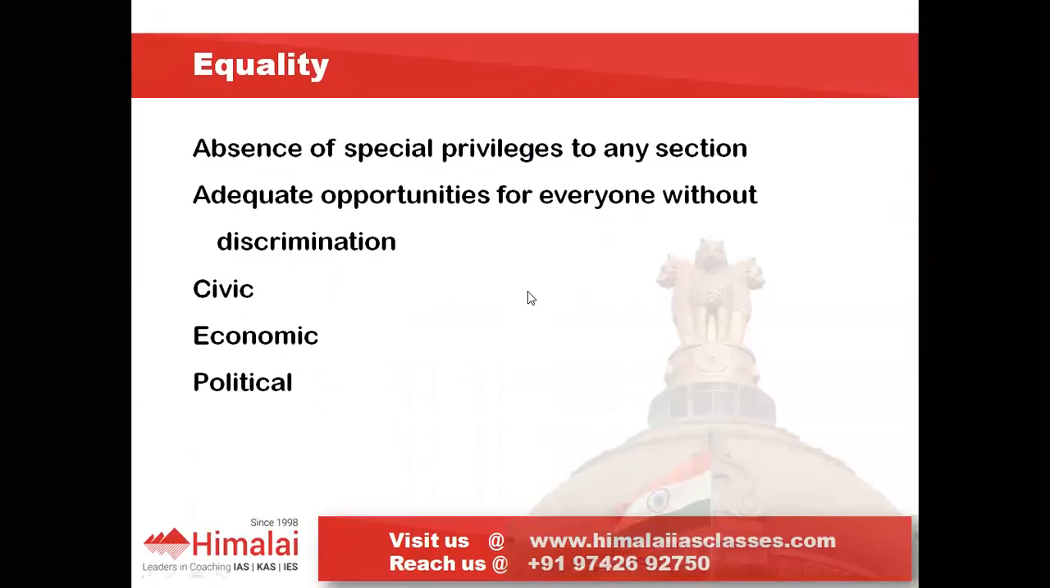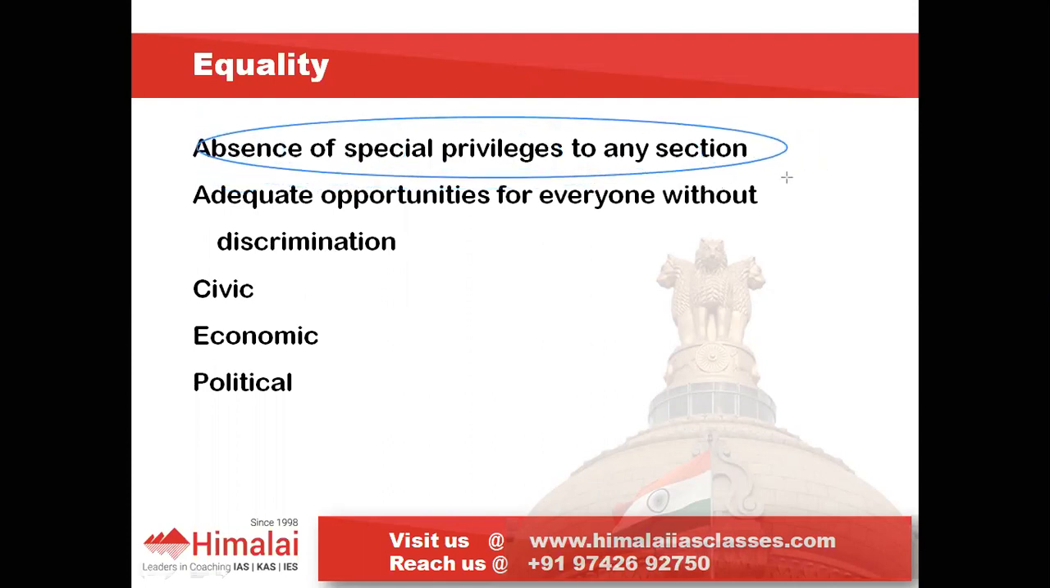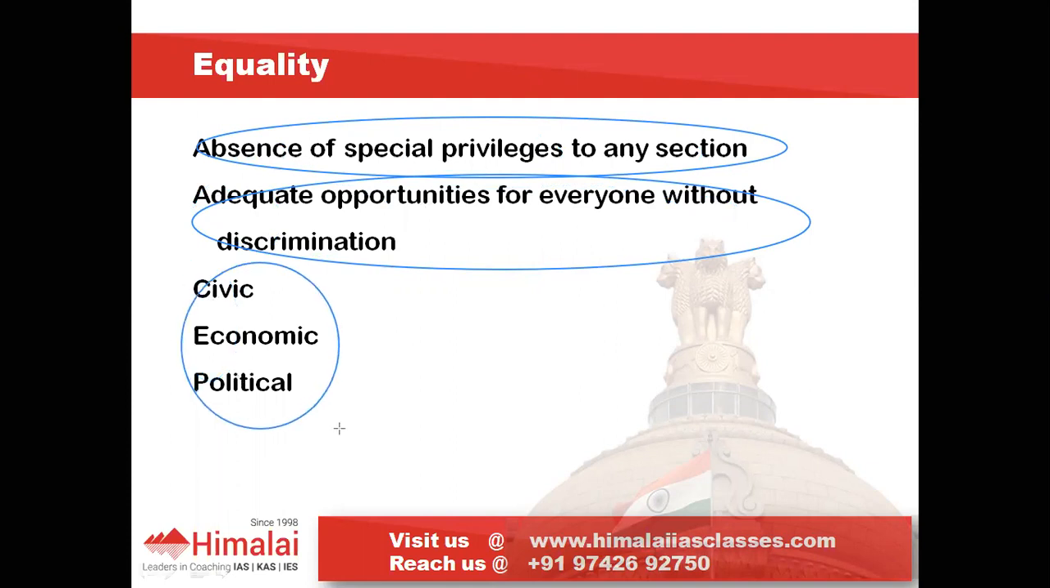Move ahead. Equality. What type of equality do we offer? We have offered in our constitution equality of status and opportunity. Equality of status means we will not provide any special privilege to any particular section of the society. All the opportunities are available for everyone. Also, it means adequate opportunities for everyone without any discrimination. So what type of equality are we trying to provide here? We are trying to come up with civic equality, economic equality, and political equality.